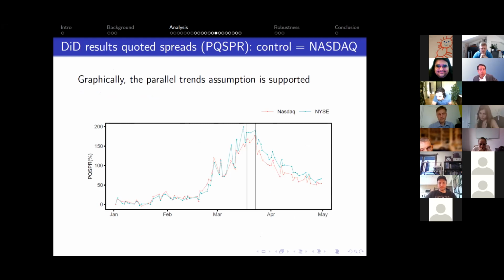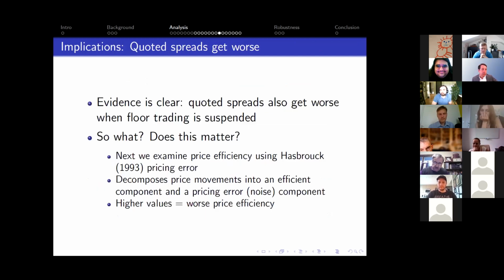And then here's the parallel trends graph, more of the same, right? You just see NYSE, and I think this is exactly what I would expect. Trades of NYSE stocks on the NYSE versus off the NYSE tend to have the exact same quoted spreads, right? It's a competitive market, except for once the floor closes. Then you start to see differentials between these guys, right? So the parallel trends assumption looks pretty good.